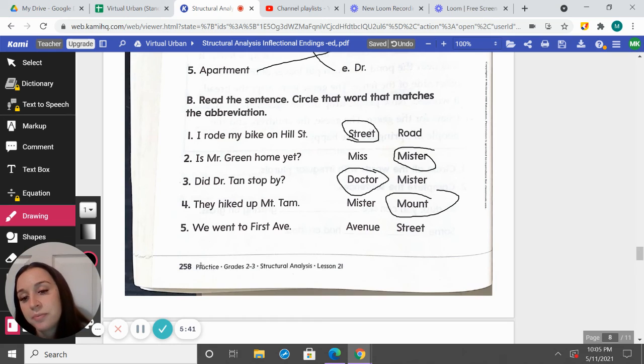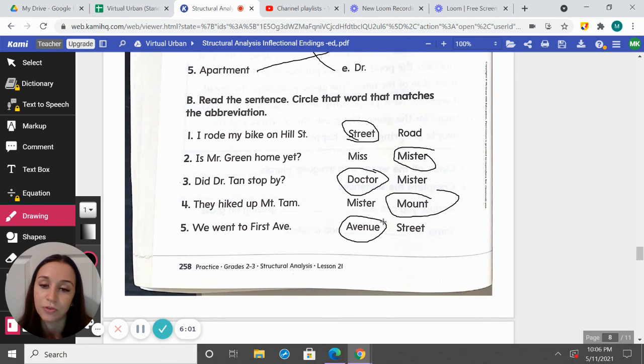All right, last one. We went to First A-V-E period. Does that stand for avenue or street? Go ahead and take your finger and circle. Yeah, you should have circled avenue. We went to First Ave. We went to First Avenue. That's what A-V-E stands for.